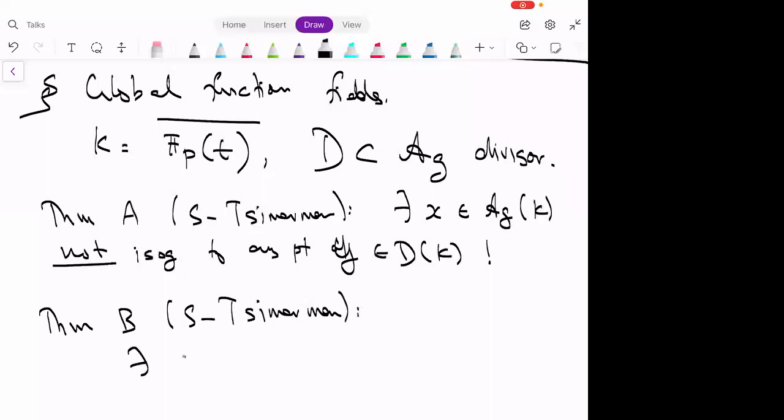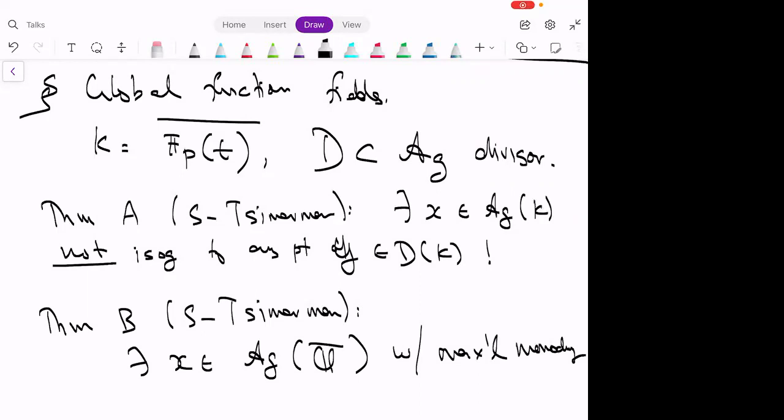We also reprove the theorem. We find a different proof over Q bar. But now our point we can prove has maximal monodromy. That's not isogenous to any point in D.